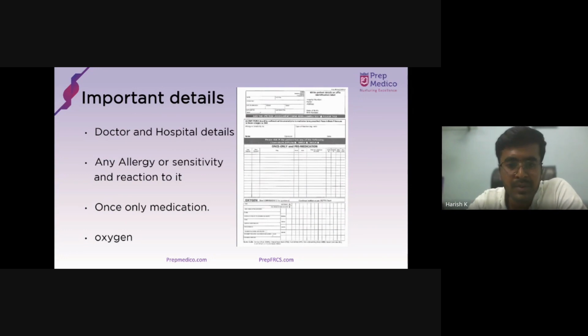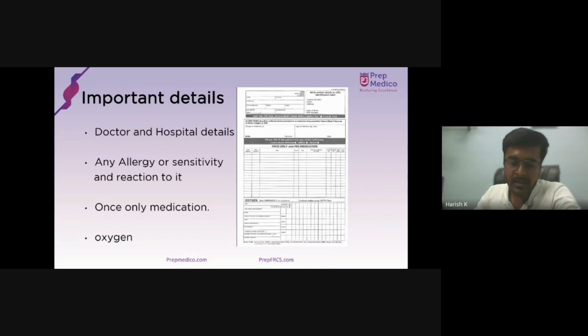And what is the route? You have to write here the route, whether IV, subcutaneous, or oral. And what is the dose? Next comes the prescriber signature and bleep number. Signature and name you can write, and the bleep number will be given to you.